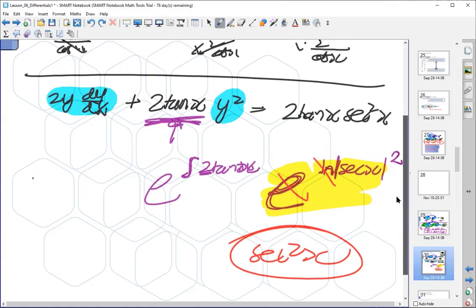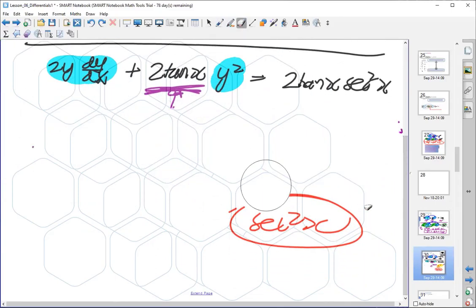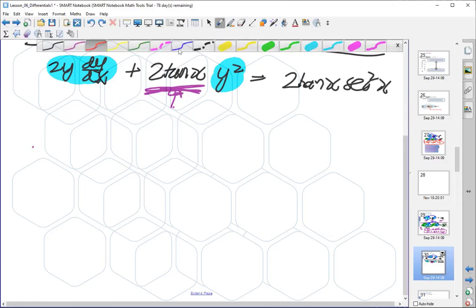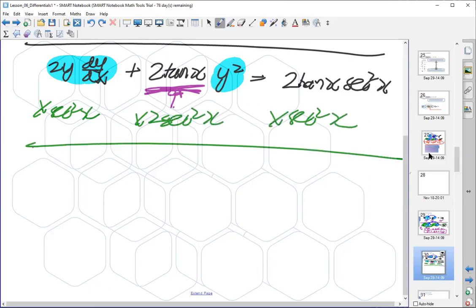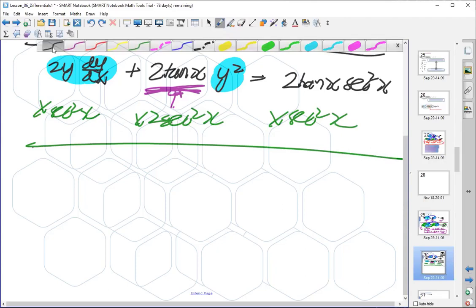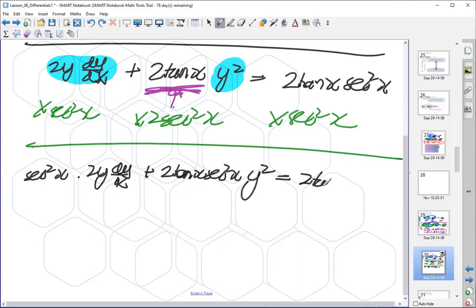So the magic has been done. We know we need to multiply by sec squared x. So I can rub out this bit of working here and just multiply through by sec squared x. So that gives me sec squared x times 2y dy by dx plus 2 tan x sec squared x y squared equals 2 tan x sec to the 4x.